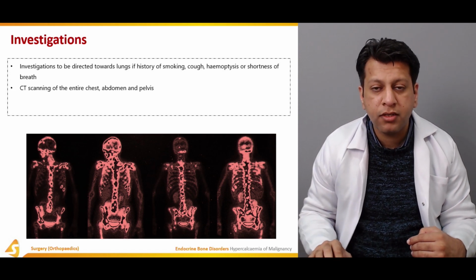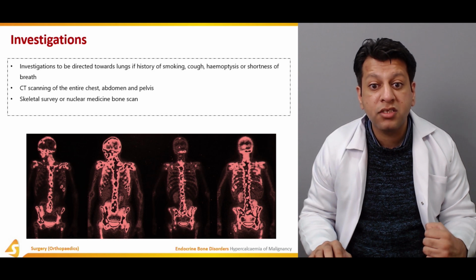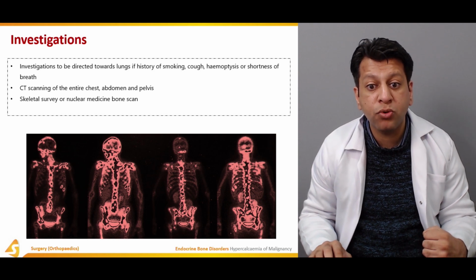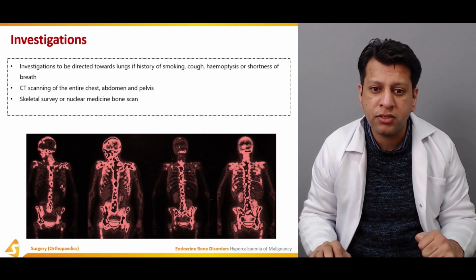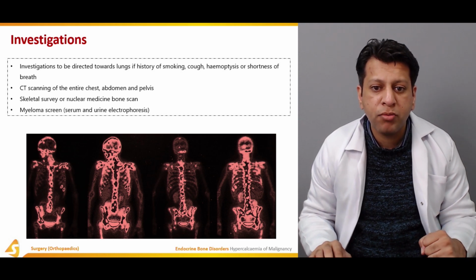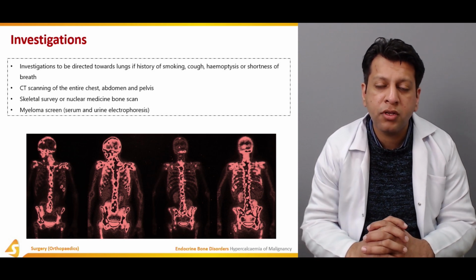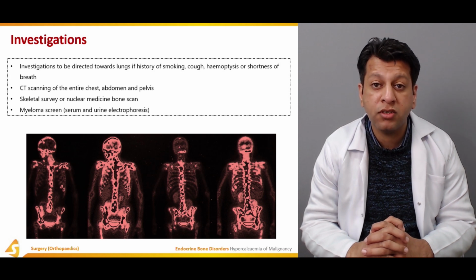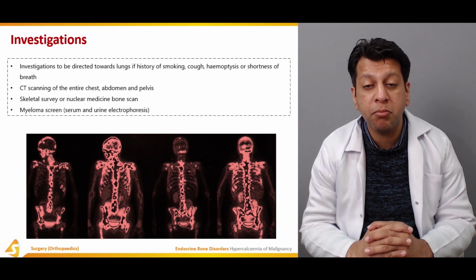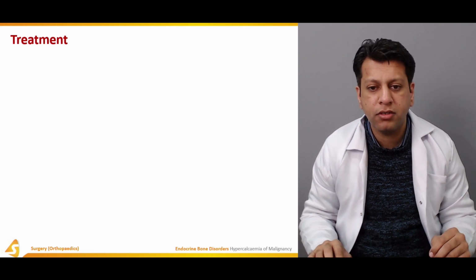hypercalcemia. Then we need to get a scintigraphy of the parathyroid gland as well, and imaging of the entire chest, abdomen and pelvis. A skeletal survey or nuclear medicine bone scan is done, basically to rule out whether the parathyroid glands are hyperfunctioning or not. A myeloma screen is done using serum and urine electrophoresis. In urine, we usually find high levels of Bence Jones protein, which is indicative that the patient has multiple myeloma, which is causing hypercalcemia in this patient.